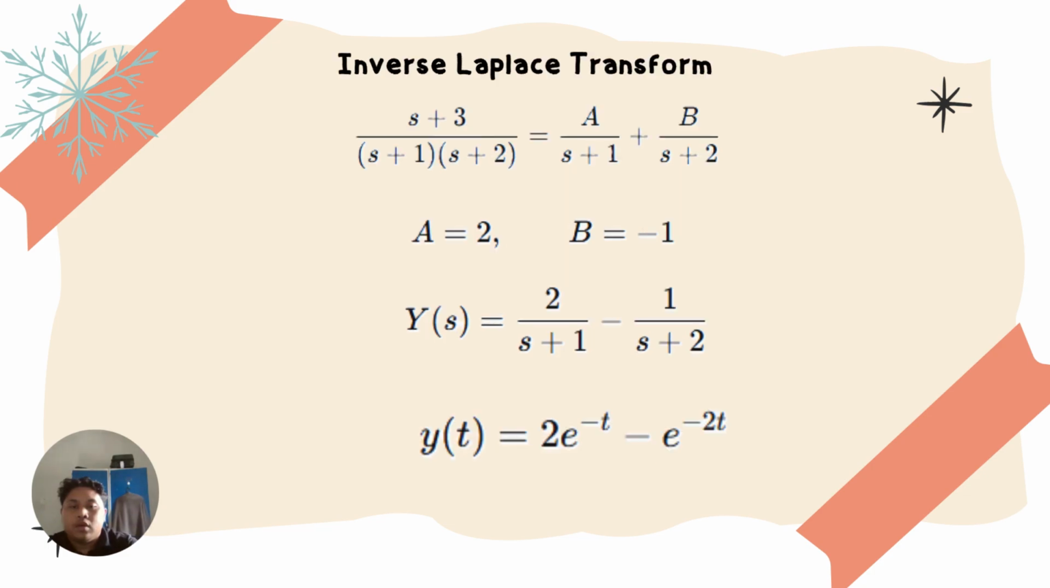Finally, we use partial fraction decomposition to separate Y(s) into simpler fractions. This gives us Y(s) equals 2 divided by (s plus 1) minus 1 divided by (s plus 2). By applying the inverse Laplace transform, we obtain the final solution, which is y(t) equals 2e^(-t) minus e^(-2t). This example shows how the Laplace transform can simplify the process of solving differential equations with initial conditions.